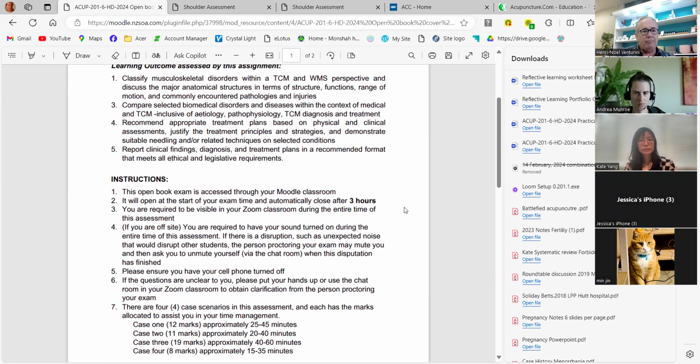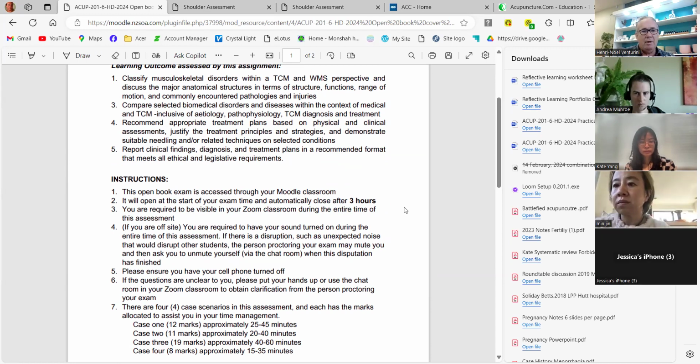The instructions: it will open and start the exam time, and it will close after 3 hours. You are required to be visible on your Zoom class. This is for when it was a Zoom class, but we're going to be face to face, so you're going to be present. There will be access to information that you require to be able to do the exam, hence it's called an open book exam. I don't know if you've done them before. Has everybody done an open book exam? It's pretty easy, but you need to know where the information is. So it can be quite daunting, right?